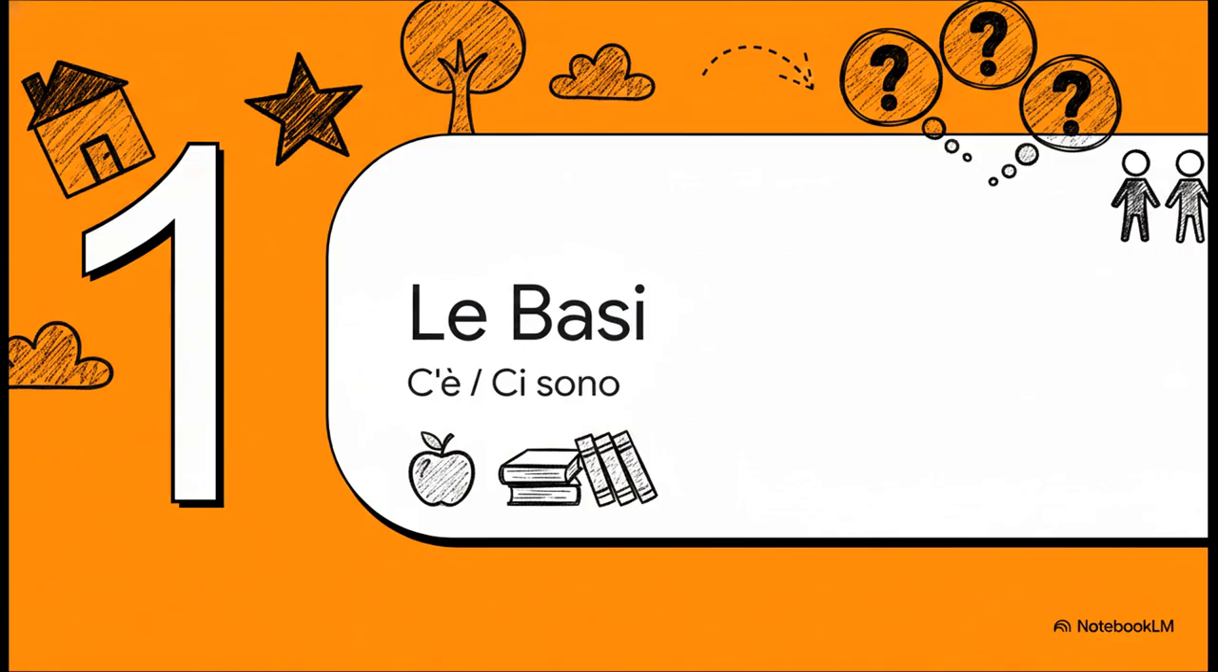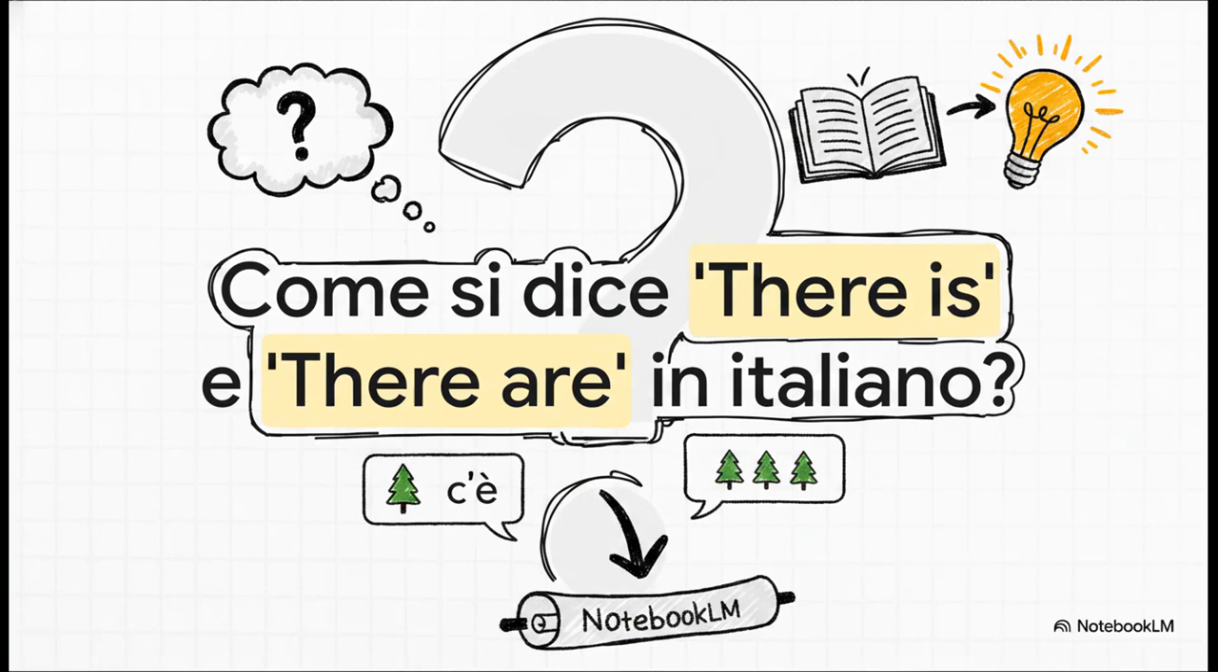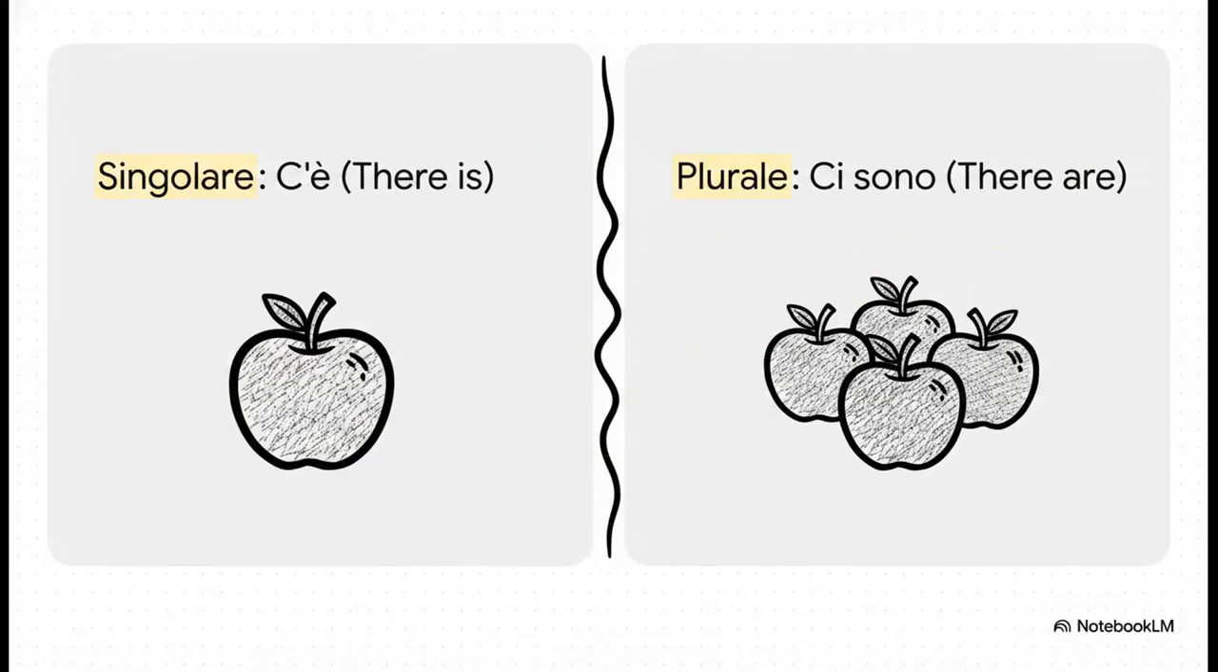So first up, the basics. We're going to start with the two forms you've most likely already bumped into, c'è and ci sono. Getting these down is really the foundation for everything else that follows. Okay, so this is a question every single person learning Italian asks. How do you say there is and there are? It seems simple, right? And the answer introduces us to a really useful verb. The basic rule here is actually pretty straightforward. It all comes down to numbers.